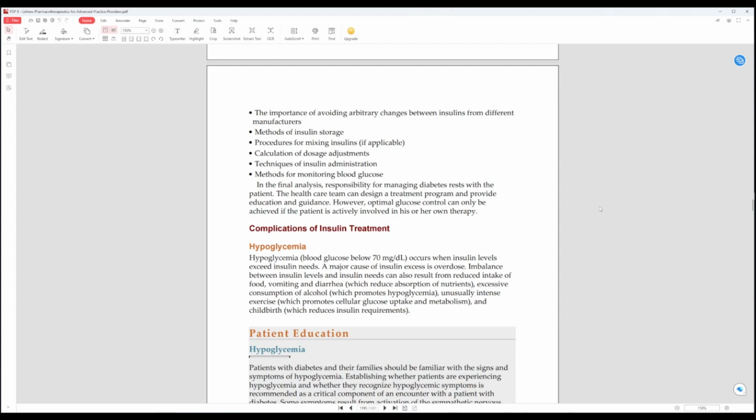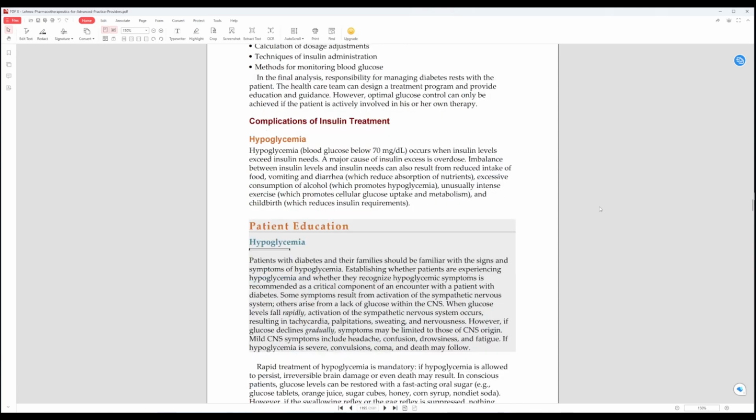In the final analysis, responsibility for managing diabetes rests with the patient. The healthcare team can design a treatment plan and provide education and guidance. However, optimal glucose control can only be achieved if the patient is actively involved in their own care.